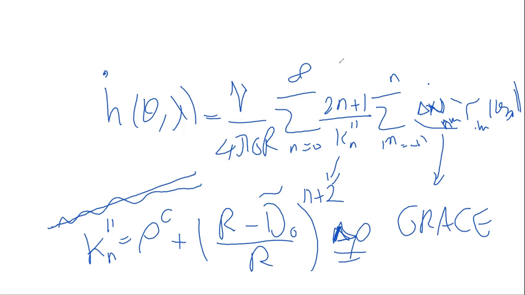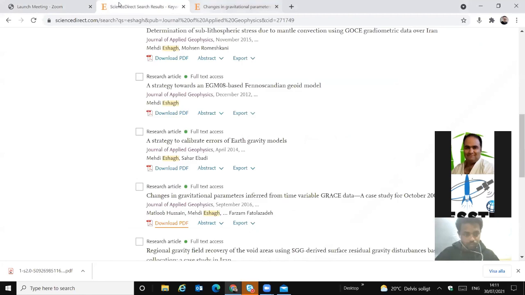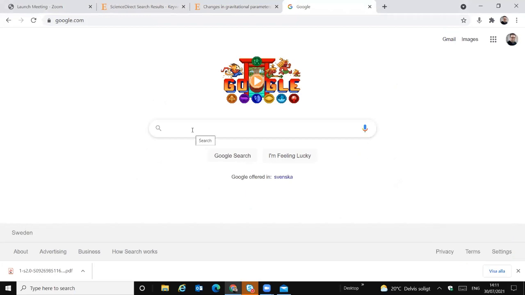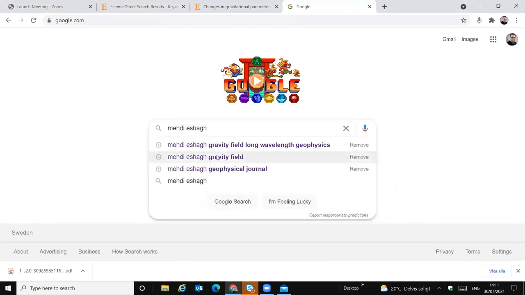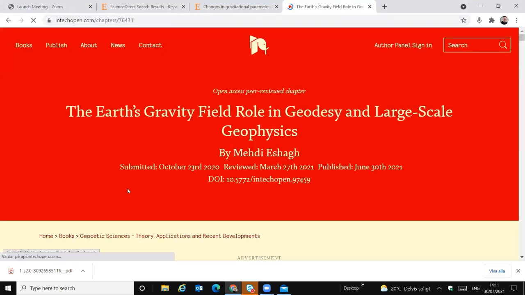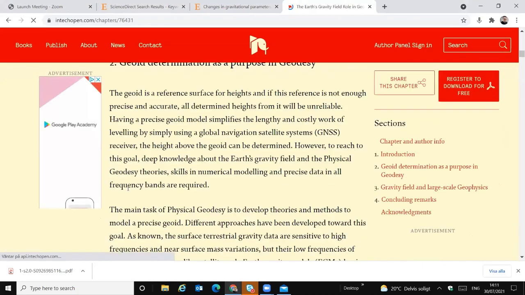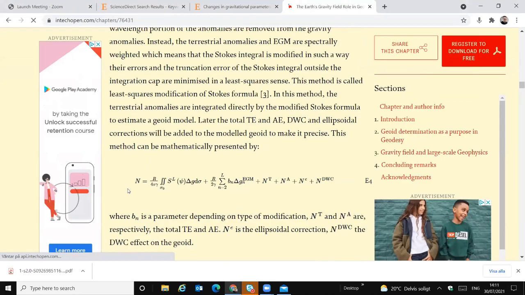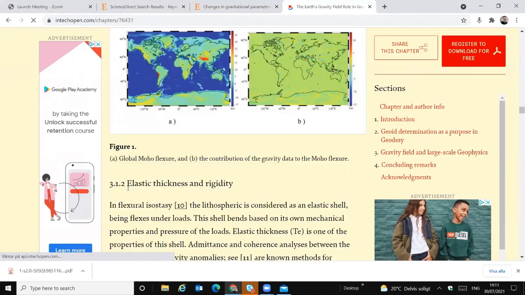So I can show you one of my studies. I share the whole screen again, then I go back to this part. I have computed a map of postglacial rebound over Finland.